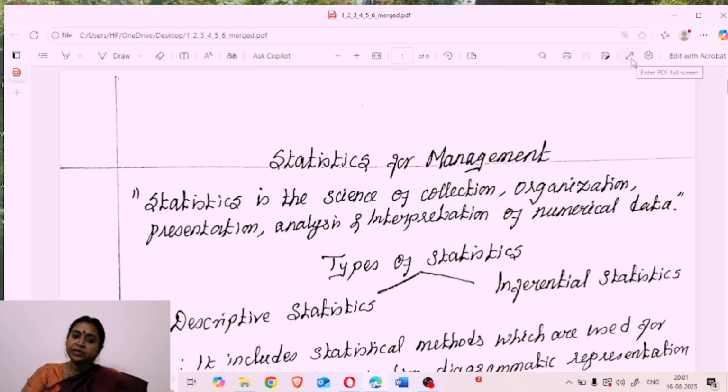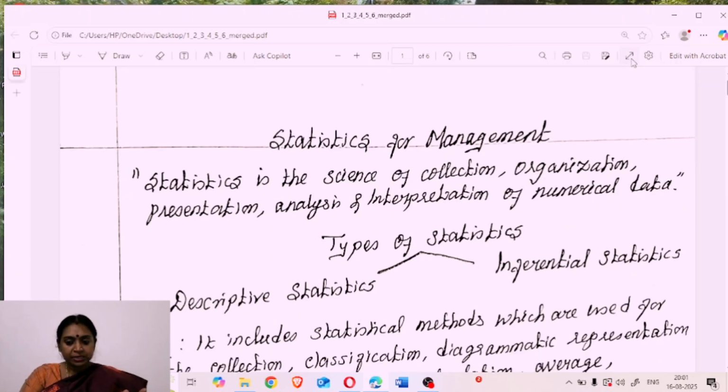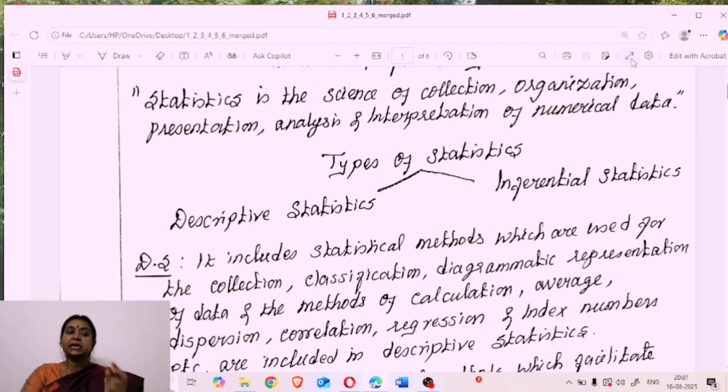Broadly it is classified into two types: descriptive statistics and inferential statistics. The name itself gives the meaning, describing. Descriptive statistics, as we know, mean, median, mode, correlation, regression, diagrams all come under descriptive. Inferential is only hypothesis testing. Let's understand in detail.